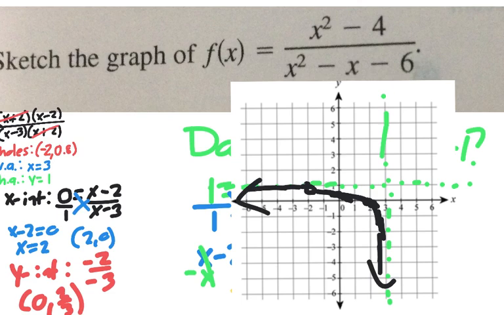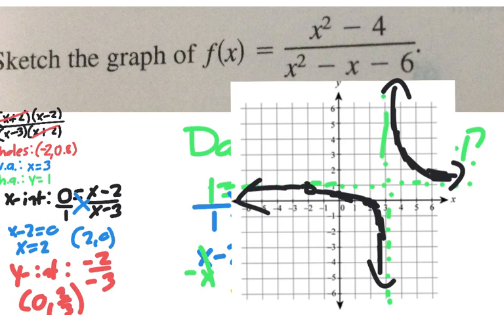And now, do I know what it does on the right side? I get two options, right? The graph could be down here, or it could be up here. Do you know which one it is? How do you know? No other x-intercept. Correct. Because there are no other x-intercepts, it can't be on the bottom side, or you would have another x-intercept. So I know it has to be up here.